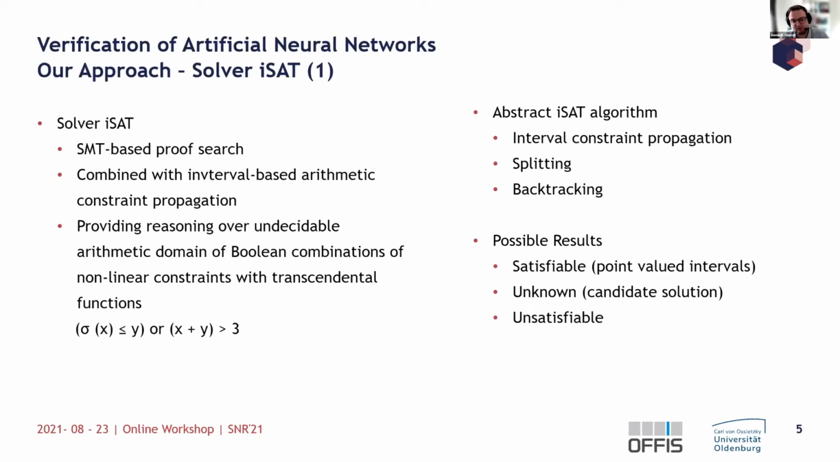The possible results we can get are, for example, satisfiable, but this is very rare in the context of interval constraint propagation with floating point numbers. It is just possible when we talk about point-value intervals. Then we have the unknown result, which brings us a candidate solution. Here we're talking about the semi-decidable domain, because a candidate solution says: this is a resulting interval, there can be a solution or not, so I'm not sure. And unsatisfiable just says there is no feasible solution for this constraint system.